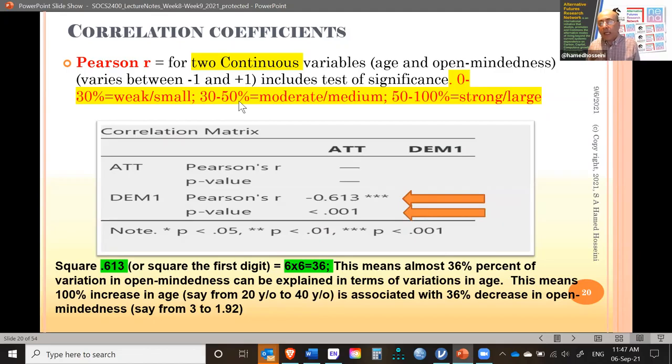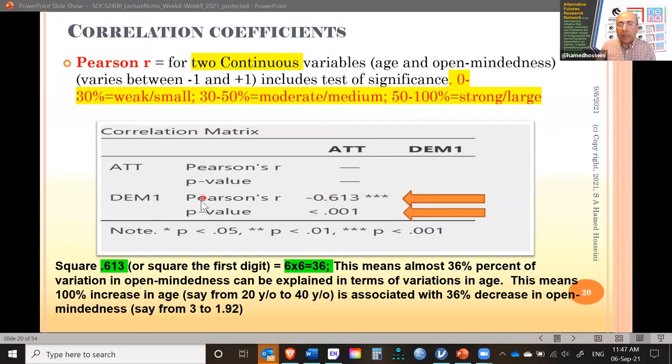Between 0.3 and 0.5 or 50%, it was moderate or medium, and above 0.5 or 50%, it will be strong or large. So, this is the Pearson R, and it shows that, guys, it's negative, right? And it's between ATT, open-mindedness, and age. Okay, DEM1 was age, ATT is open-mindedness.